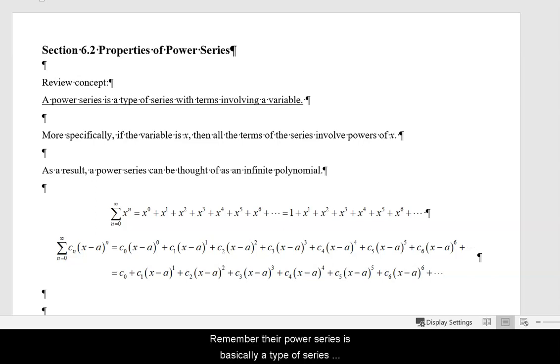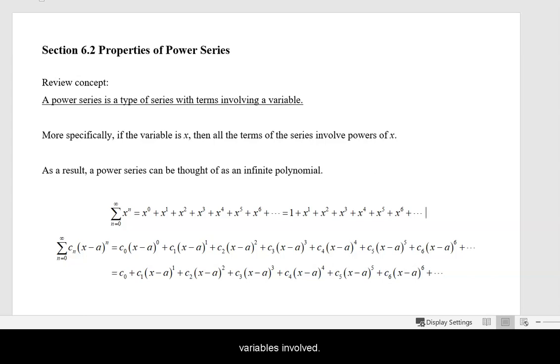Remember that a power series is basically a type of series with terms that involve a variable. The entire power series concept is based on the idea of a geometric series. More specifically, if we let the variable be x, then all the terms of this series involve powers of x. This means that power series, in a sense, have two different variables involved. There's the variable which is the limit of the summation, so the index of summation n, and then there's the variable that is part of the summand, which is x.